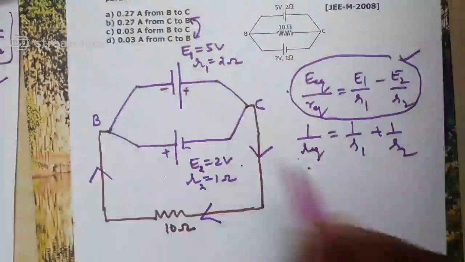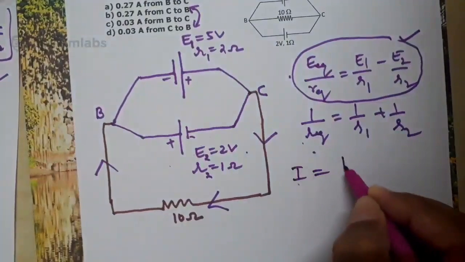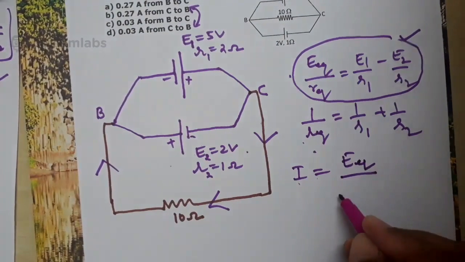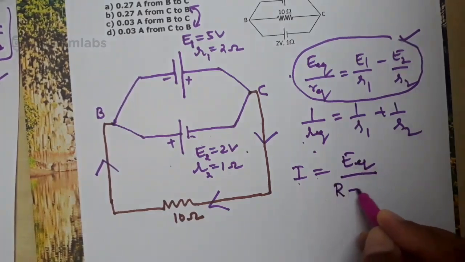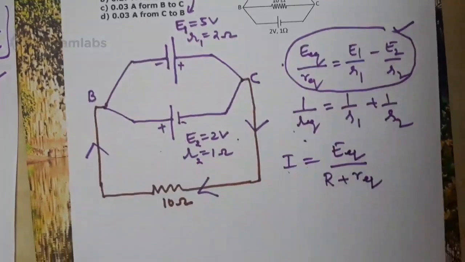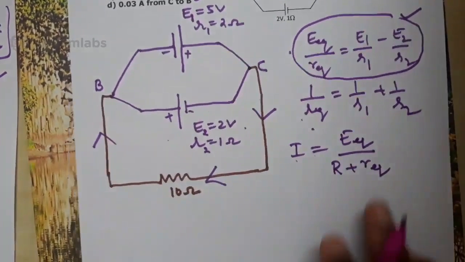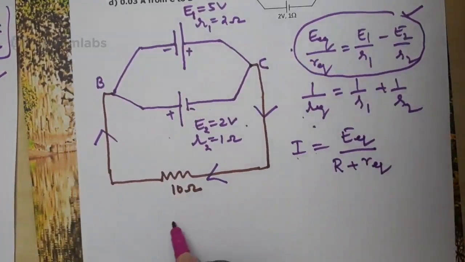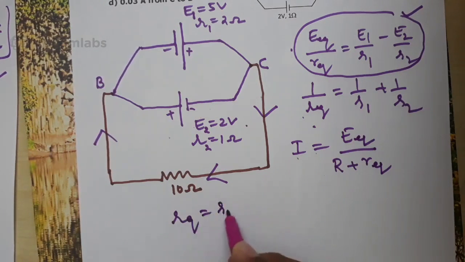Now what is the question? Current, right? So what is the general formula for current? E equivalent by R plus R equivalent. I have to find out E equivalent. I have to find out R equivalent. Shall I find out R equivalent first? R equivalent can be given by the formula R1 R2 by R1 plus R2.